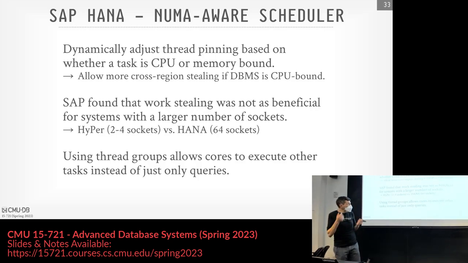But as I said, I've already sort of spoiled this. In the paper, they say that in their experiments, when you look at really large machines, like 64 sockets, and they have some customers running at that scale, work stealing is just not as beneficial as making sure everyone only operates on the same NUMA region. Because going over the interconnect between sockets is super expensive, and it's better off just spinning and waiting for things to free up to actually run.